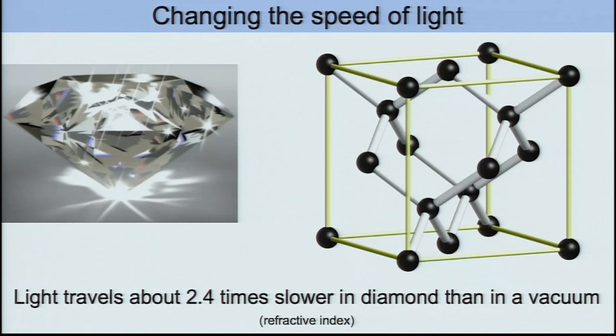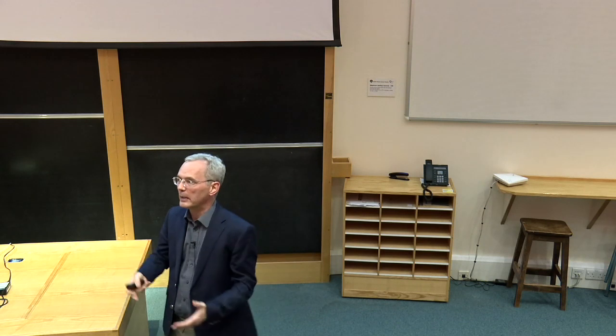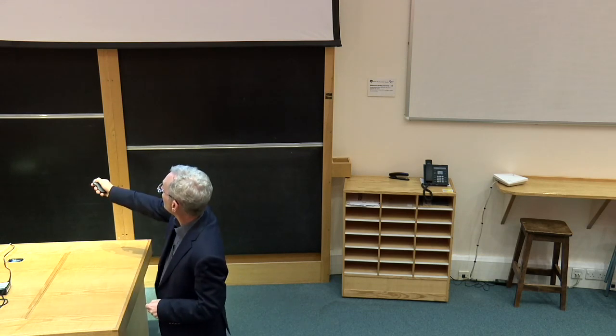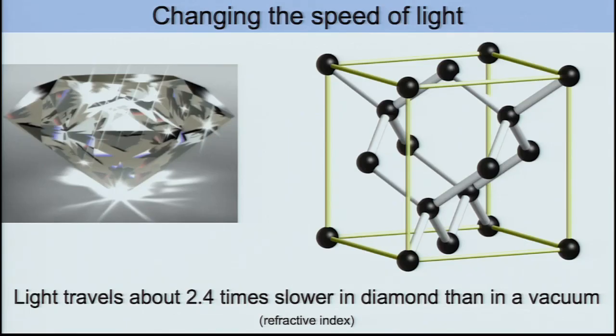So let me first of all start with a really, really simple example. So this is almost trivial. But if you take something like diamond, diamond is essentially carbon arranged in a particular lattice, then it has a rather unusual property, which is that light, we can actually change the speed of light in diamond. Now, this is something you all know, and has been known for centuries, that materials have a thing called a refractive index, and that changes the speed of light. It's quite a dramatic change in diamond. 2.4 times slower is a big effect.